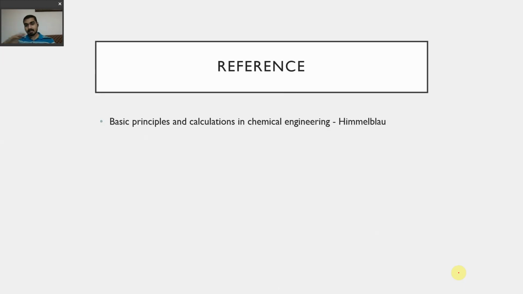For reference, you should take a reference from Himmelblau, Basic Principles and Calculations in Chemical Engineering. This book is already uploaded on the Telegram channel. Download it and complete chapter number 3. Choosing a Basis is the name of the chapter. Complete that full chapter, solve all numericals. If you have any doubt in any numerical of this book, ask me. I will help you solve it.